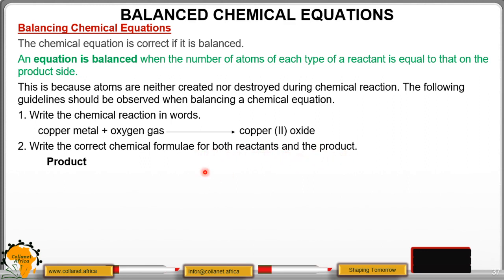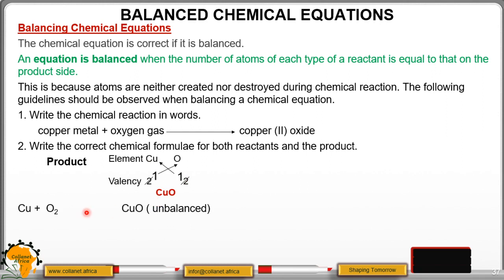And to make it easier, first of all deal with the product to understand how the formula will be formed using the valency. So copper 2 has a valency of 2 and oxygen has a valency of 2. So in simplest form, you cancel by 2 to get 1. So they interchange the 1 to get copper 2 oxide. That is the formula of the product.